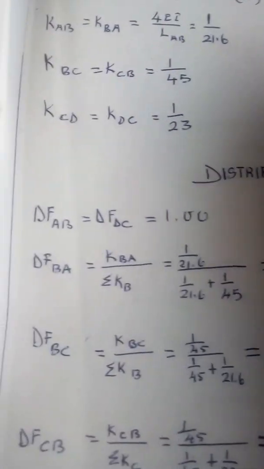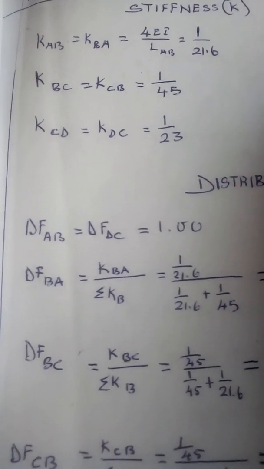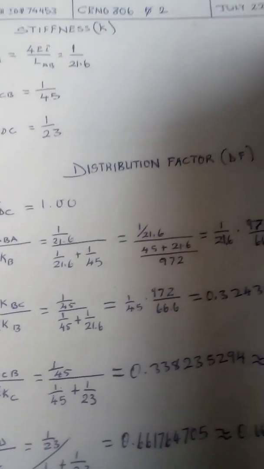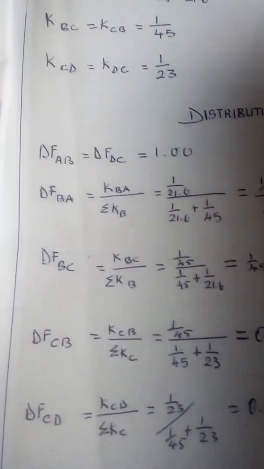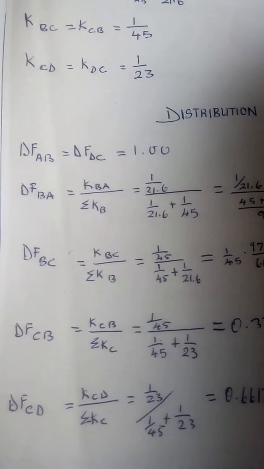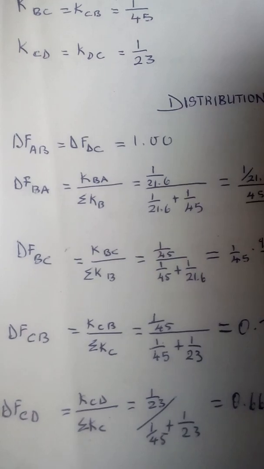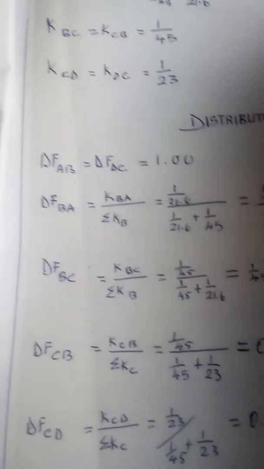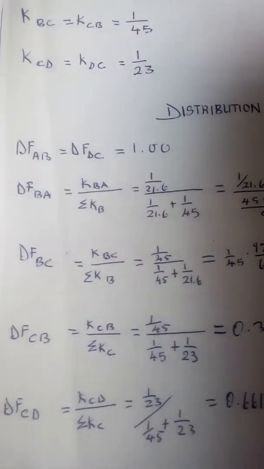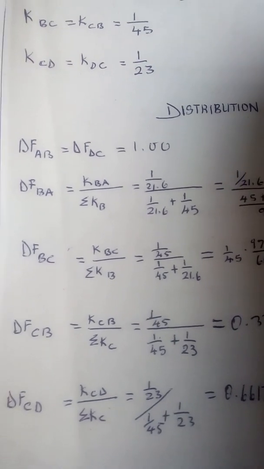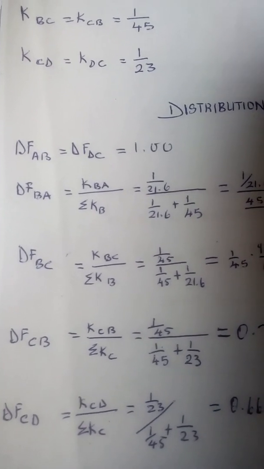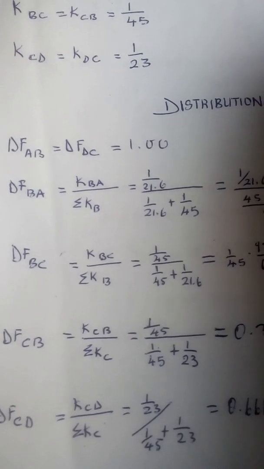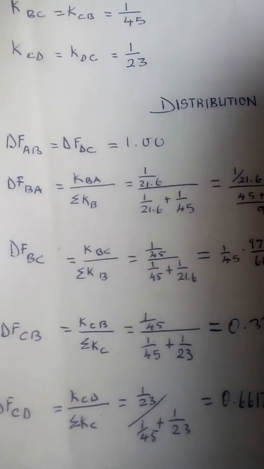Now, after you have computed the stiffnesses, the next step is the distribution factors. For a fixed end, the distribution factor is always 1.00, and we have 2 fixed ends at A and at D. So the distribution factor for AB is 1.00. Also, the distribution factor for DC is 1.00.